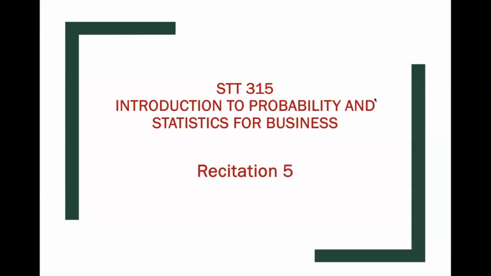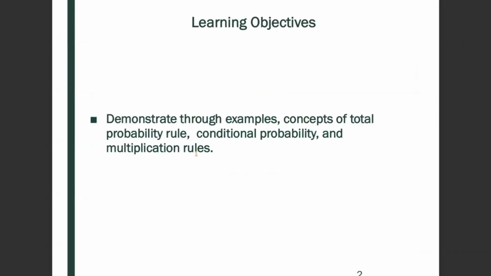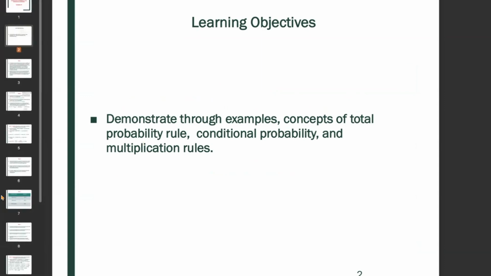Hello, STT 315. This is recitation 5. We'll demonstrate through examples concepts of total probability rule, conditional probability, and multiplication rules.